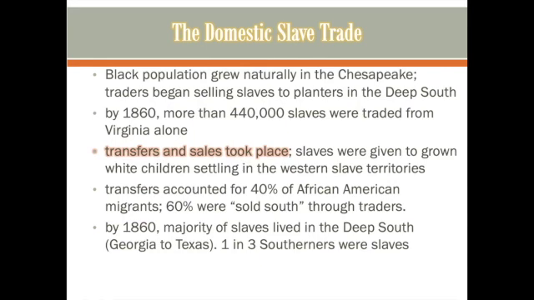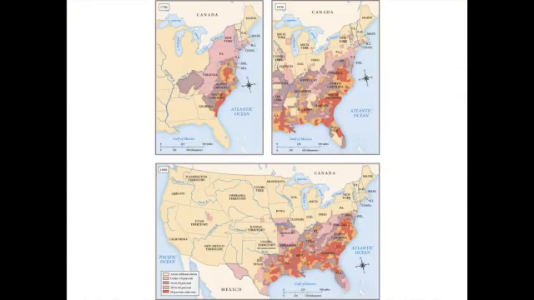So one thing to remember, there's this movement of upper south slaves moving to the south. It's going to expand the population in southern states. So you see that between Georgia and Texas in the deep south, you eventually see that 1 in 3 Southerners in the deep south are going to be slaves. So there's a huge population that eventually is growing in the deep south.